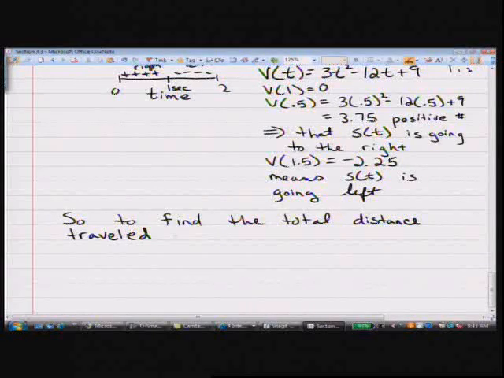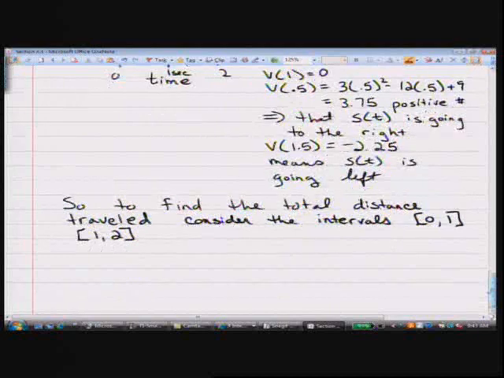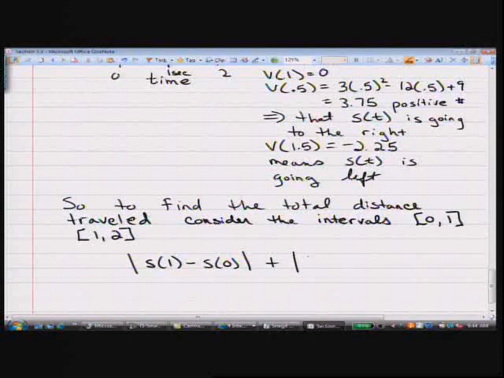You need to consider on the interval the intervals from 0 to 1, and then from 1 to 2. Okay? And so you are going to do the absolute value of position, the length of this interval, which is S1 minus S sub 0, plus the absolute value of the length of the second interval, which is S sub 2 minus S sub 1.